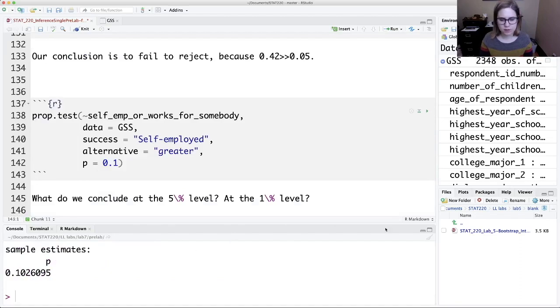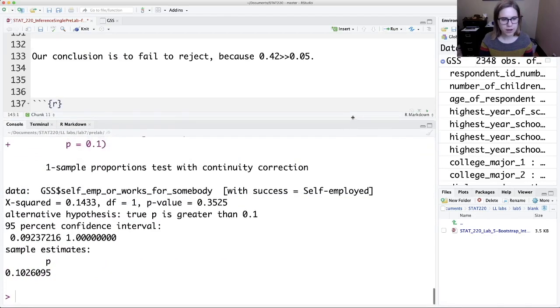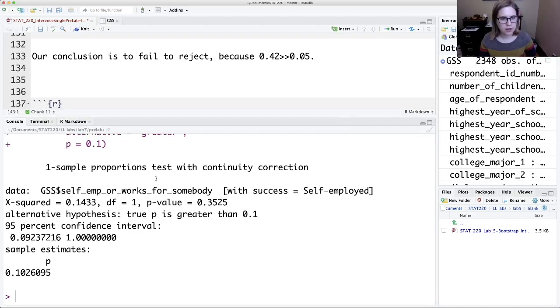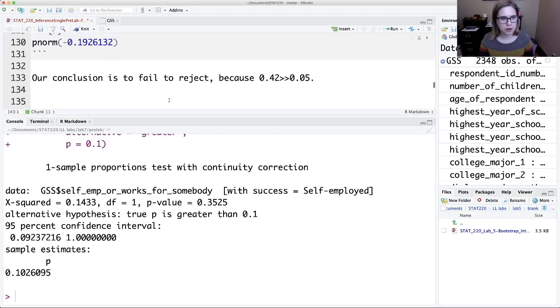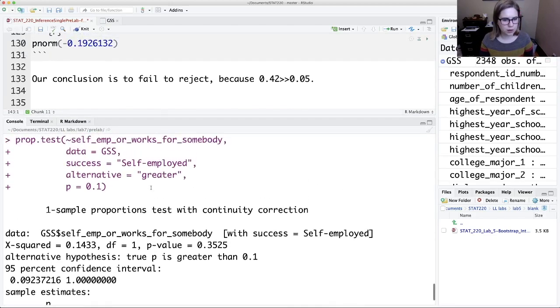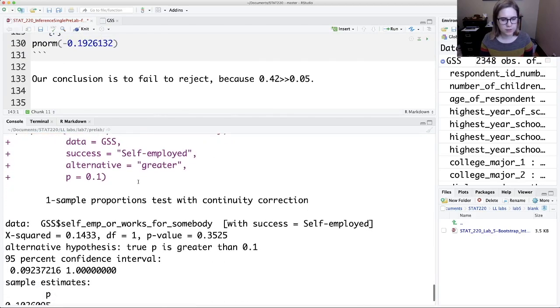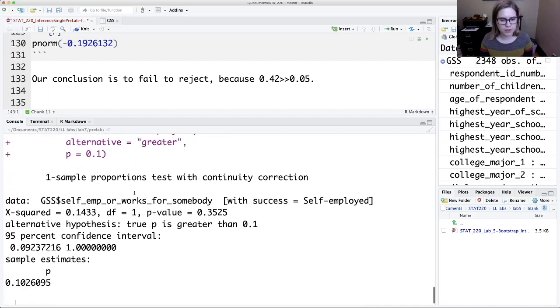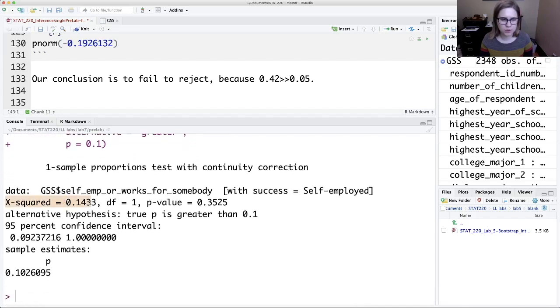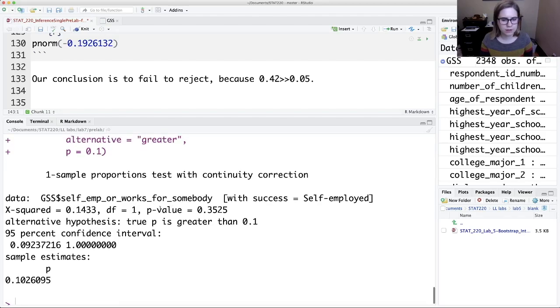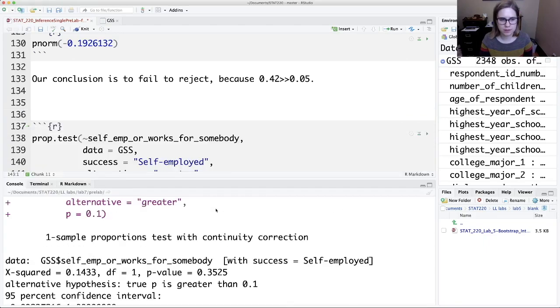So if I run this, again, I get kind of a lot of stuff. I get a p-value, which is pretty similar to the one that I found before. It's a little bit different. The prop.test function is actually using the chi-squared distribution, not the normal distribution. And so you get a different test statistic and different kinds of things like that, but the same conclusion, that you would fail to reject the null hypothesis.